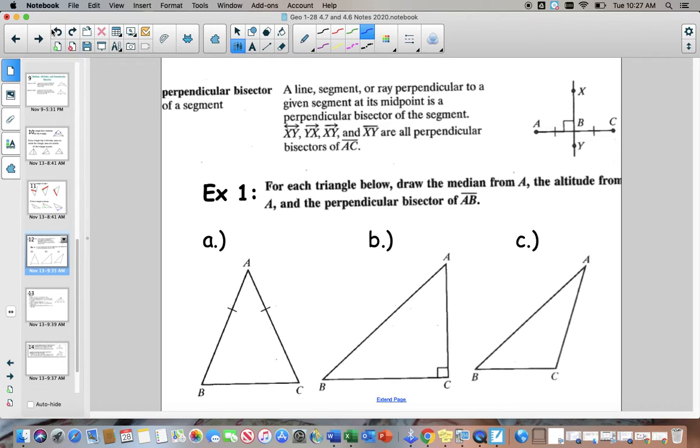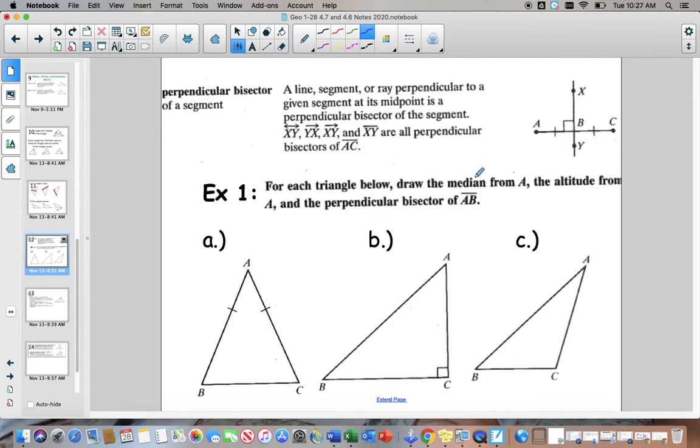A perpendicular bisector: when a line, segment, or ray is perpendicular to a given segment at its midpoint, it is a perpendicular bisector of the segment. So what you have here is that the line XY, the ray XY, and the segment are all perpendicular bisectors. That means any point on this line is equidistant from A and C.